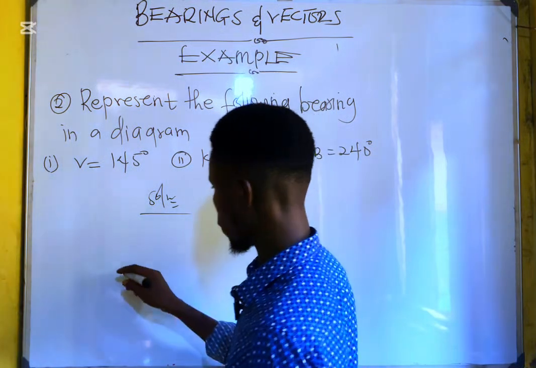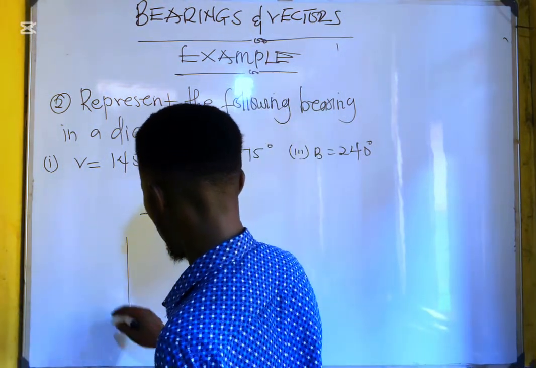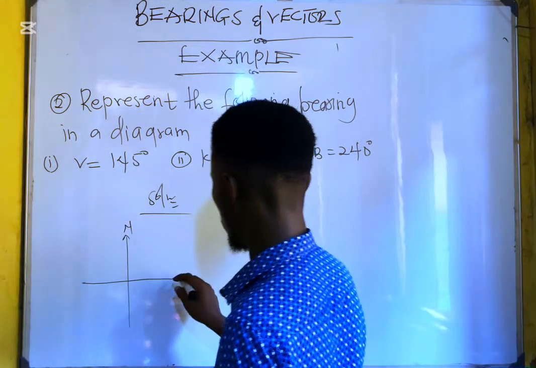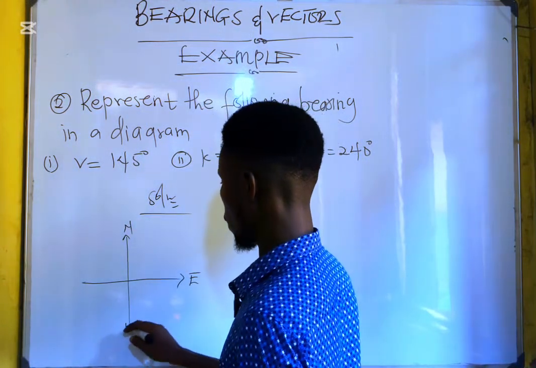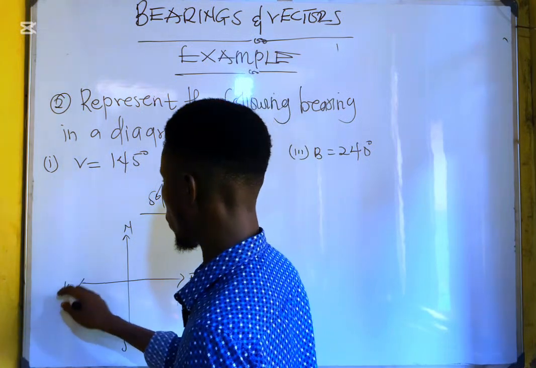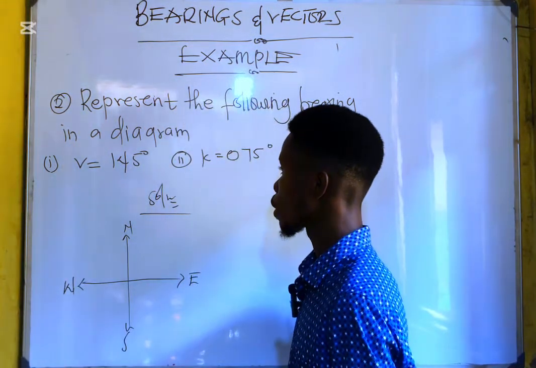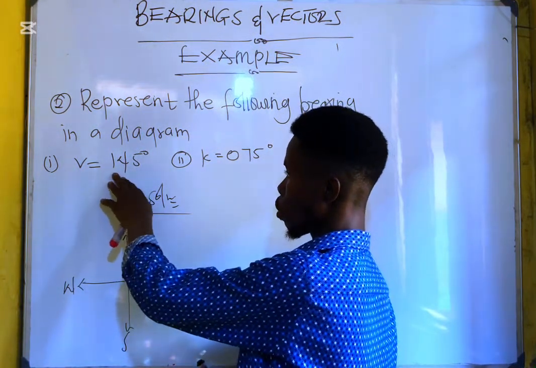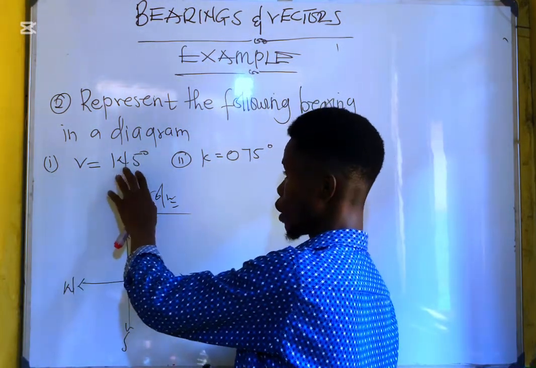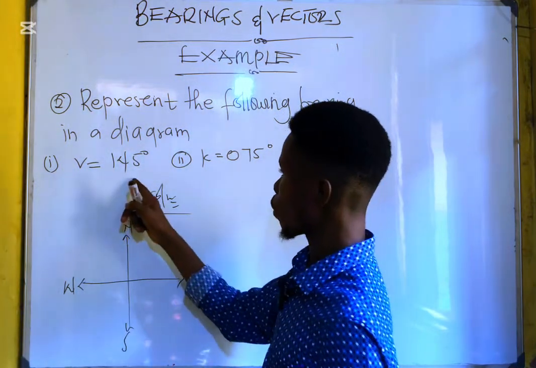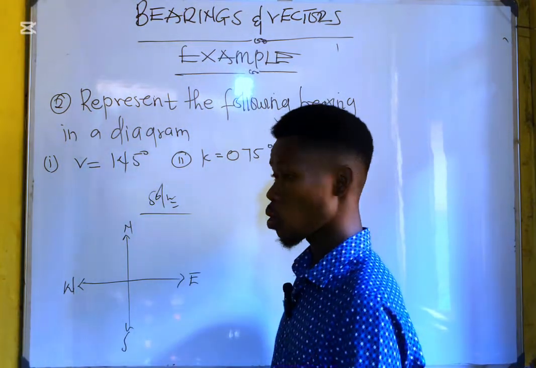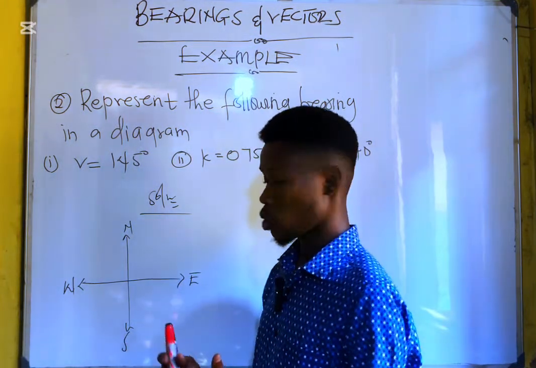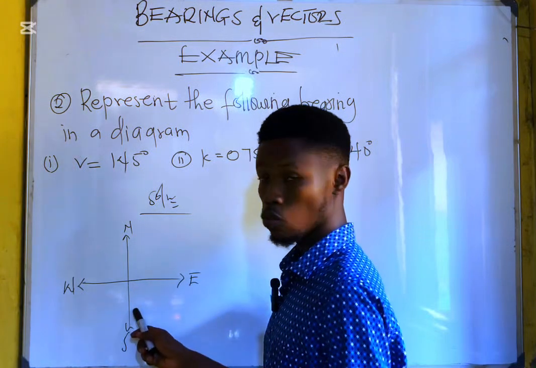So the first one, let me draw my diagram. Here will be north, here will be east, here will be south, and here will be west. Okay. Now looking at this one, you want to draw the bearing of V equals 145 degrees. You want to represent this one here. If you want to represent 145 here, it's not difficult at all. Already I've explained to you that bearings are measured from north, in a clockwise direction, not anti-clockwise. So it means that we stand here and move.